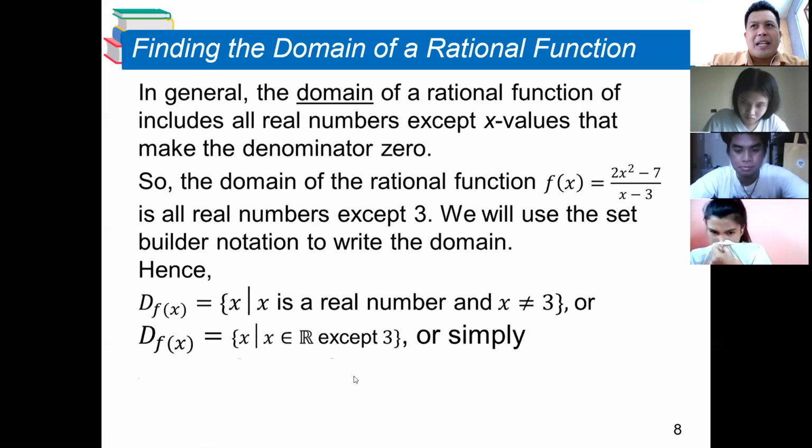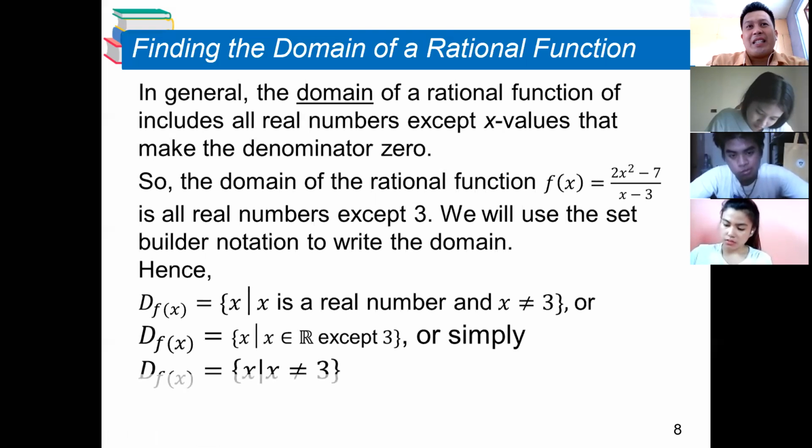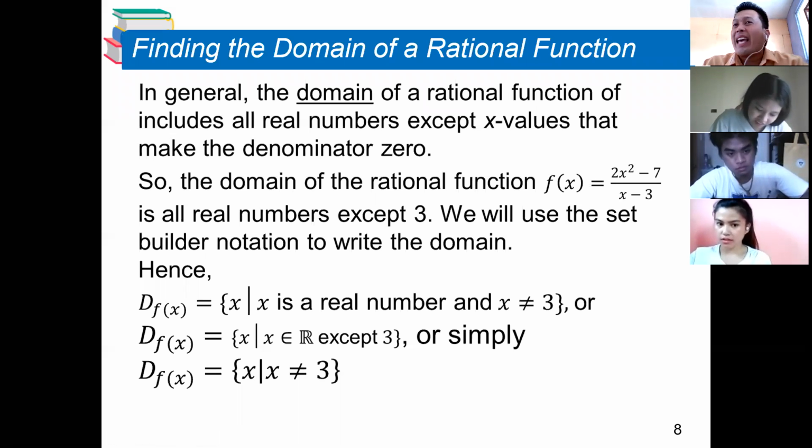But that is the simplest, class. The simplest of the final answer could be the third one. And I do believe that you will use this as your final answer. So the simplest of how we're going to express our final answer is this way. As simple as that. Of course, this is read as the domain of the function of x is equal to the set of the values of x such that x is not equal to 3. As simple as that.